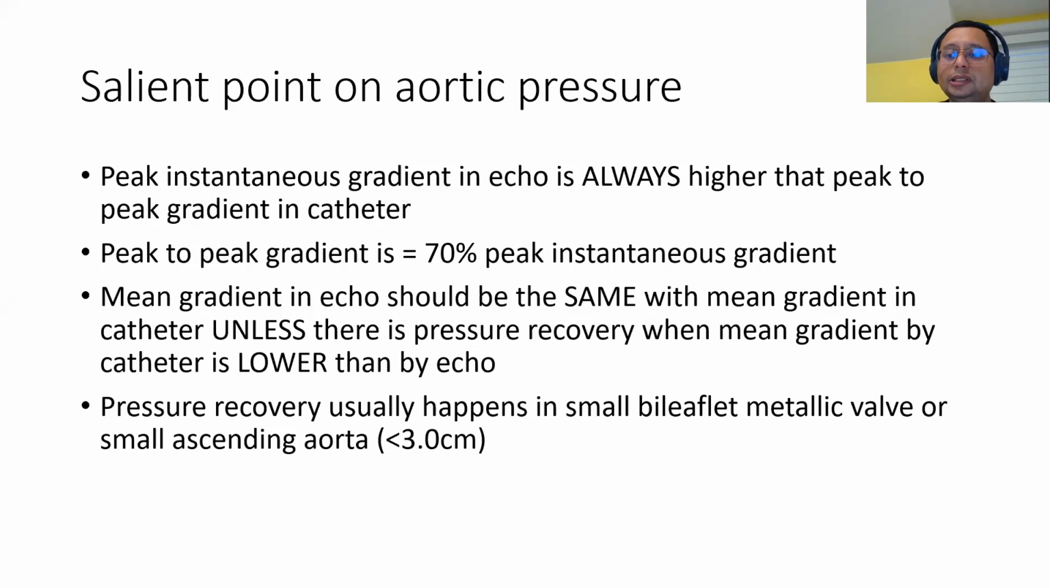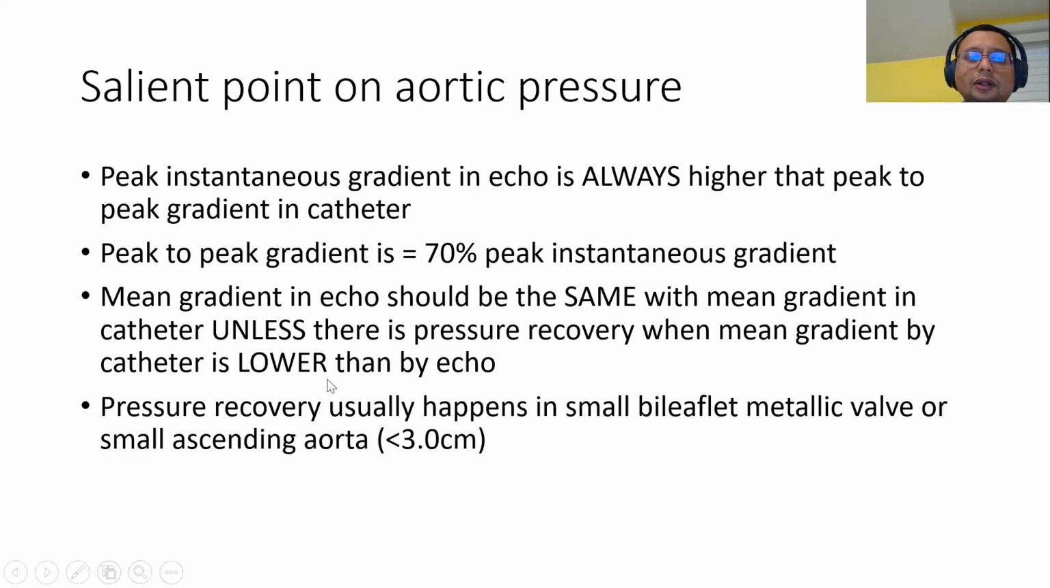Okay, what does pressure recovery mean? Let's say you have an LV pressure of 100 millimeter mercury. Across the aorta, you measure using the echo and get a gradient of, for example, 60 millimeter mercury, so 100 minus 60, 40 millimeter mercury. However, when you measure with catheter, you notice that the pressure difference has now come down to 30.